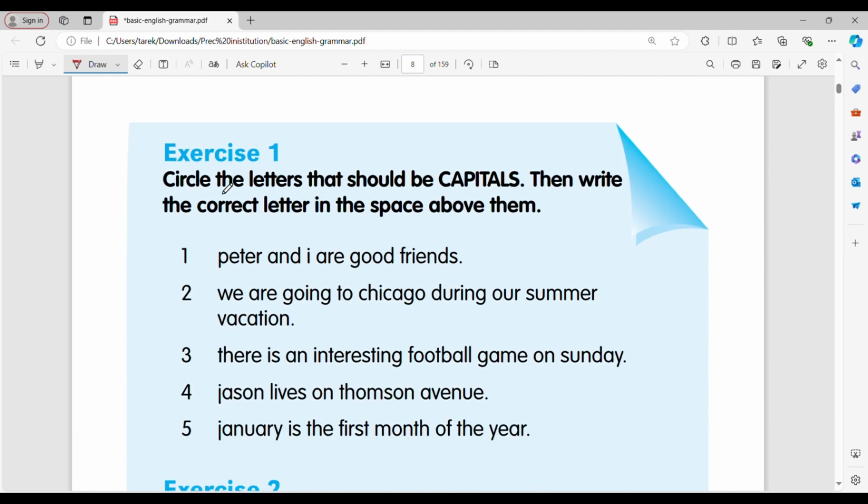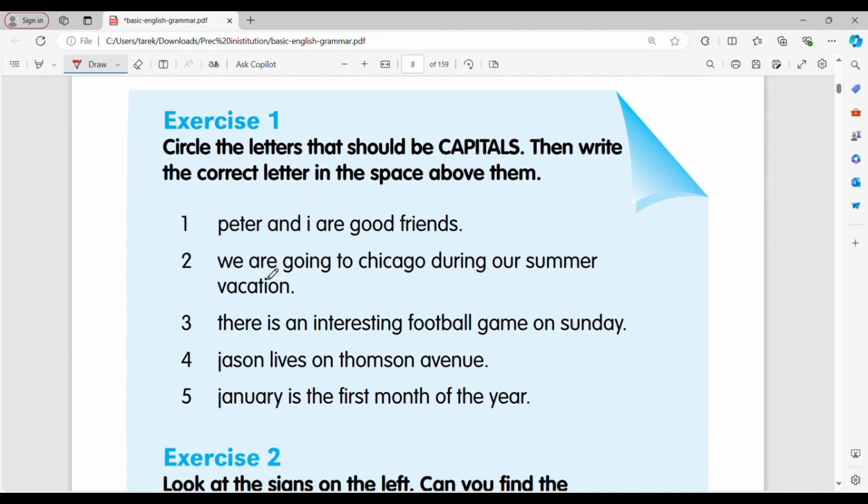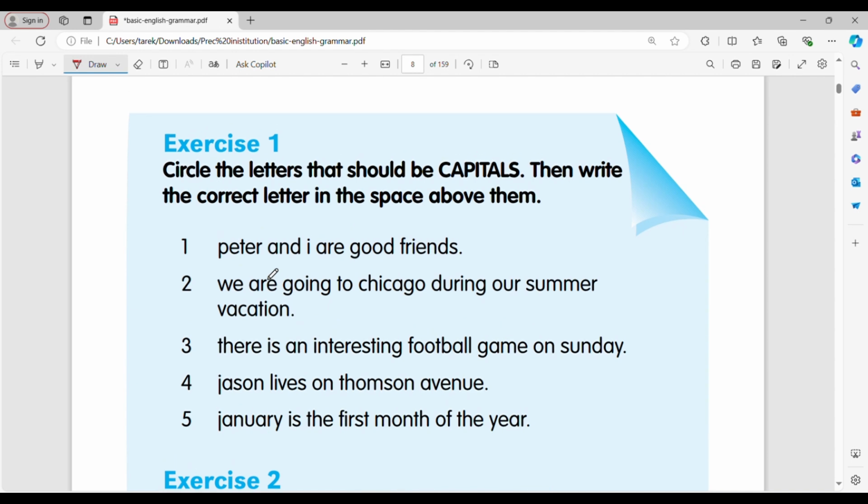Circle the letters that should be capitals, then write the correct letter in the space above them. So stop the video, okay, solve this exercise, and then continue the video. So now we're gonna just circle the letters that should be capitalized. Okay, so first one, we have Peter and I are good friends. So first one is Peter. This is a name of a person, so P should be capital. And here I, we should put I as a capital. So Peter and I are good friends.